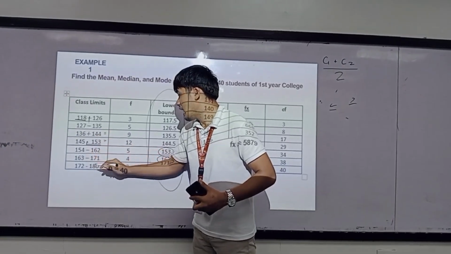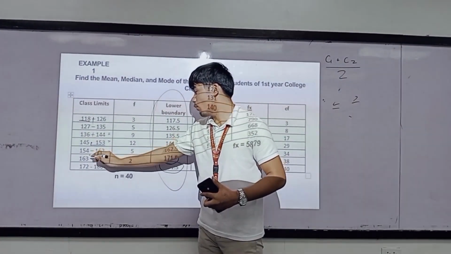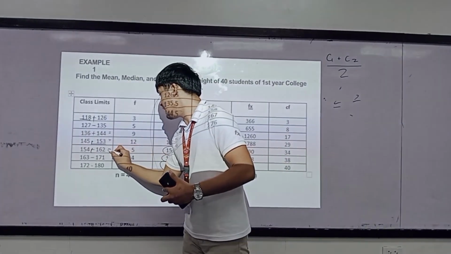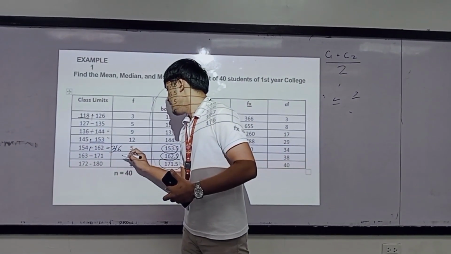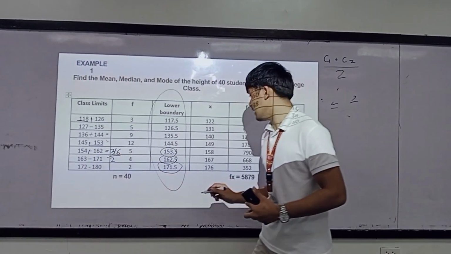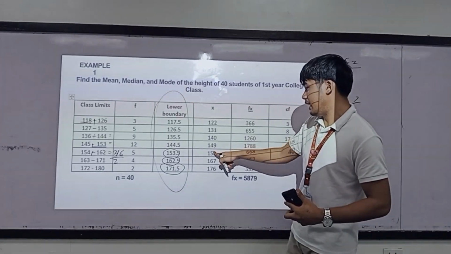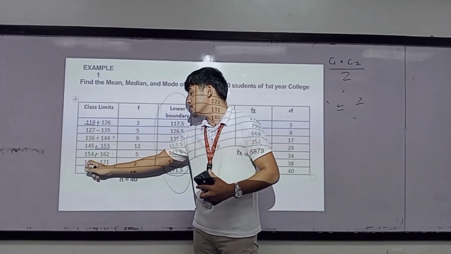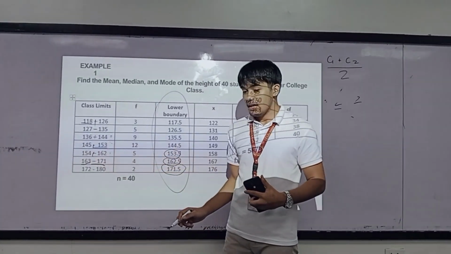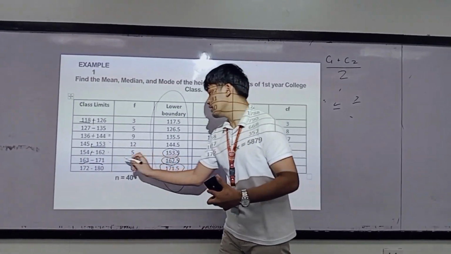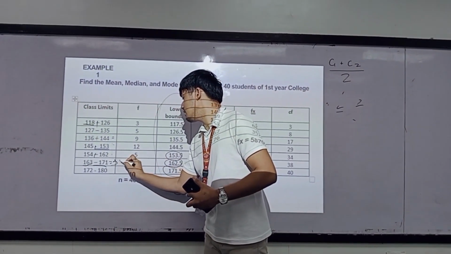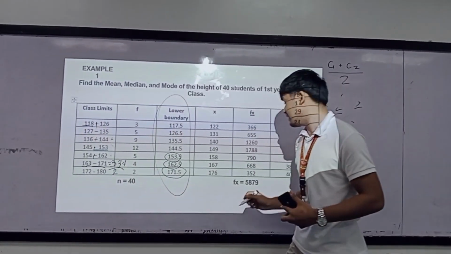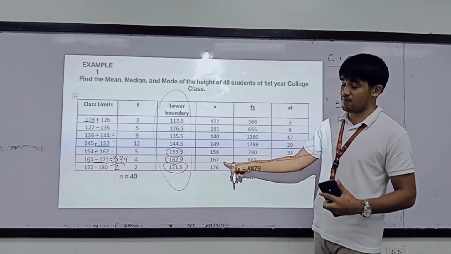Then after that, 154 plus 162, then we can get the value of 316. Divided by 2, then we can get the value of 158. And the next data is 163 plus 171 is equal to 334. Then divided by 2, then we can get the value of 167.